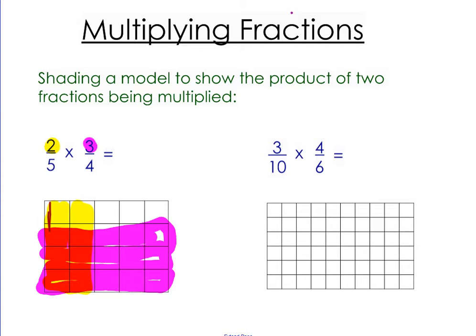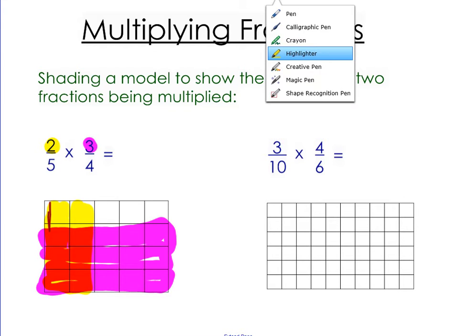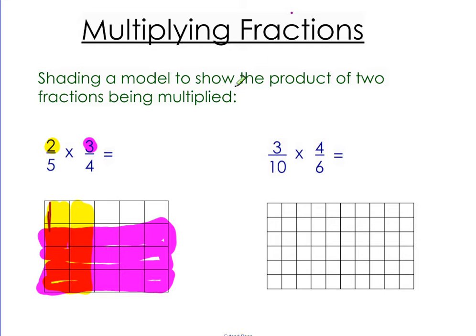Now once we've done that, we count the squares that have both shadings in them. And that would be this part right here in which both yellow and pink were shaded. So that leaves us with 1, 2, 3, 4, 5, 6. So 6 squares are shaded out of how many squares all together? Well, there's 5 going this way and 4 going this way. That's 5 times 4, which is 20. So 2/5 times 3/4 is 6/20.